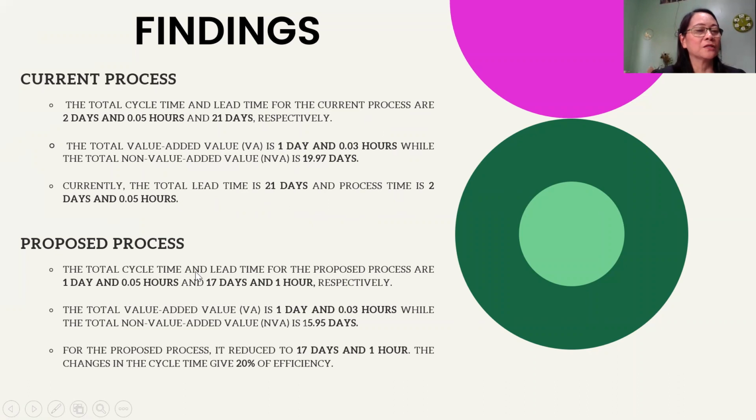While the proposed process, the total cycle time and the lead time for the proposed process are 1 day and 0.05 hours and 17 days and 1 hour respectively. The total value added value is 1 day and 0.03 hours, while the total non-value added value is 15.95 days. For the proposed process, it reduced to 17 days and 1 hour. The changes in the cycle time give 20% of efficiency.